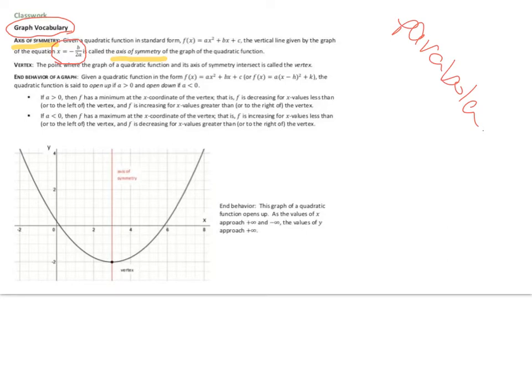Vertex, the next vocabulary. The vertex is the point where the graph of a quadratic function or a parabola and its axis of symmetry intersect. We can call it either the lowest point if the parabola opens up, or the highest point if the parabola opens down.